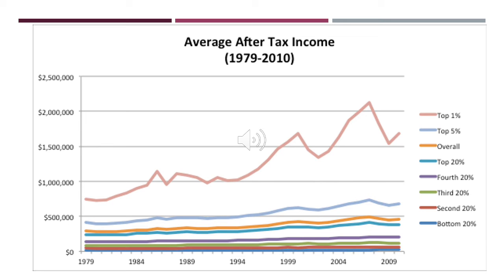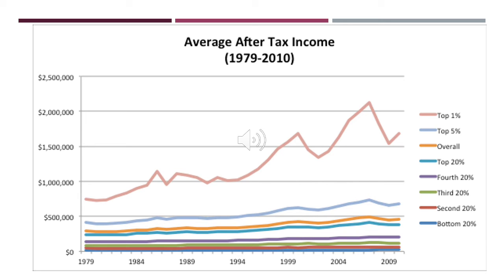Here we see the top 20%, represented by that kind of teal green line there, right under the orange one. We see that the top 20% has pretty much kept up with the overall growth in the economy. In fact, it's almost mapped directly onto the overall growth of the economy. That's because the top 20% is largely driving this economic growth altogether.